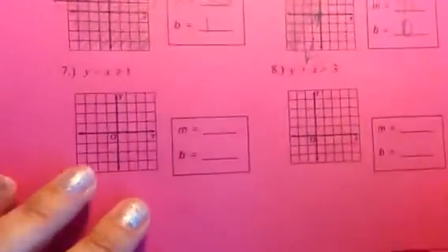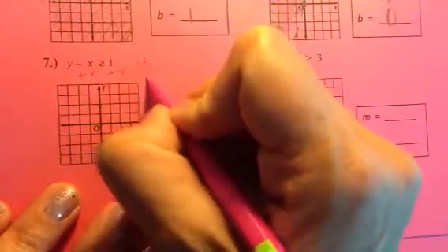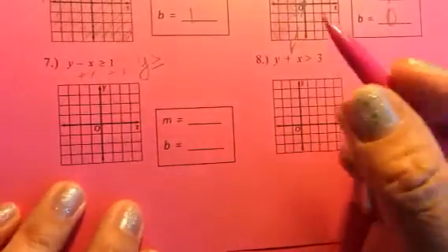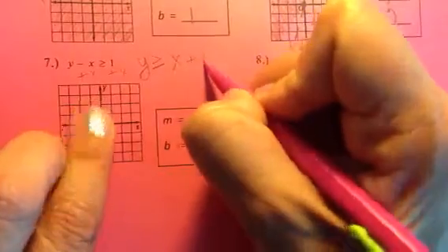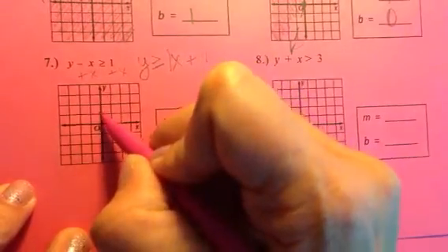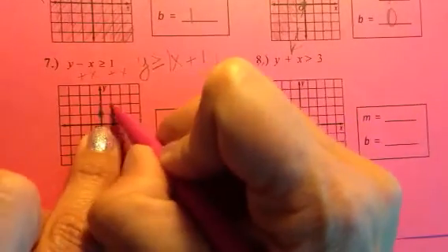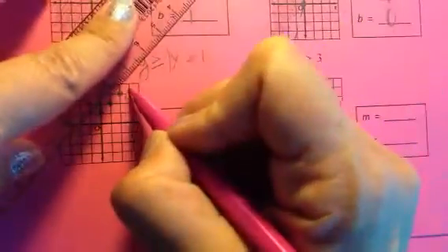Number 7, in order to graph number 7, the first thing I want to do is just add x to both sides, so I have it in y equals mx plus b form. It's actually y is greater than or equal to x plus 1. My b is going to be 1. My slope, or my m, is going to be 1. I'll treat it as 1 over 1. Start on the y-axis at 1, up 1, right 1, up 1, right 1. And it's going to be a solid boundary line because of the greater than or equal to. Draw my arrow, and I'm going to shade for values of y that are greater than.